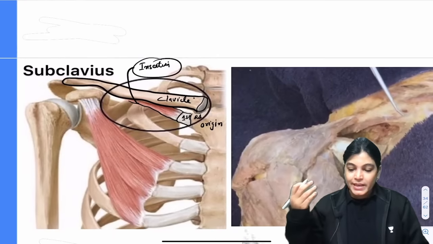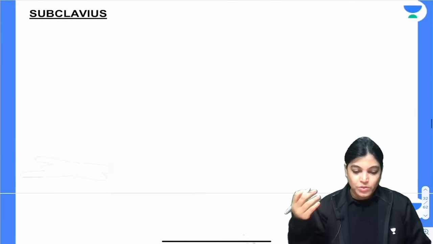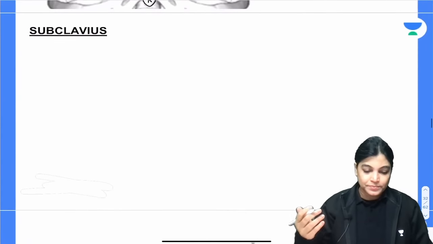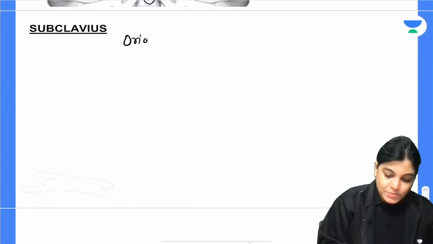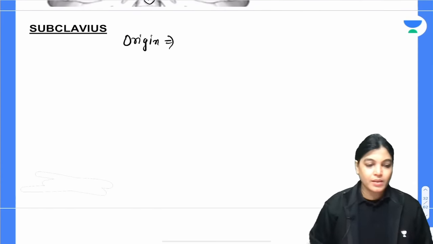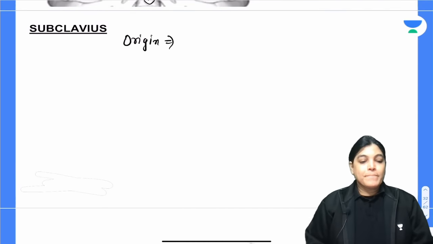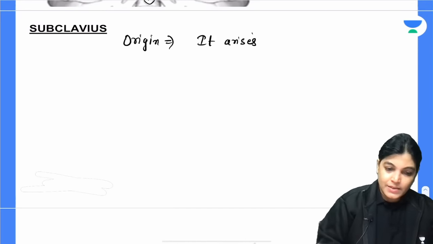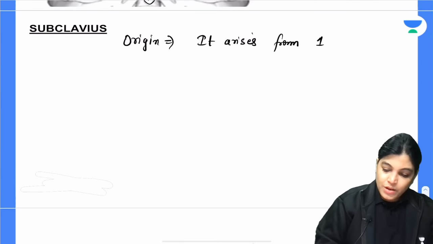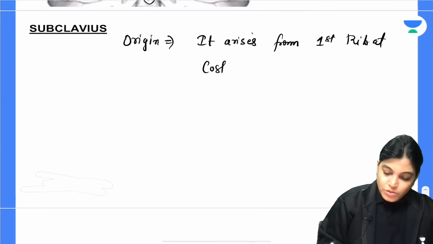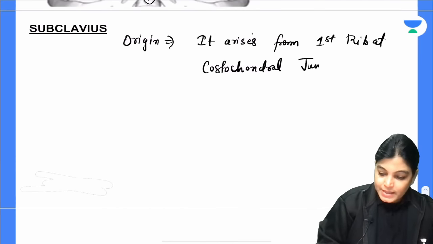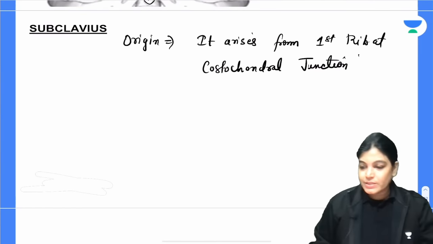So let's proceed. I will write it for you so that you can revise it afterwards also. Okay, so write on. Subclavius muscle, origin. It arises from the first rib at the costochondral junction. So it arises at the level of the costochondral junction.